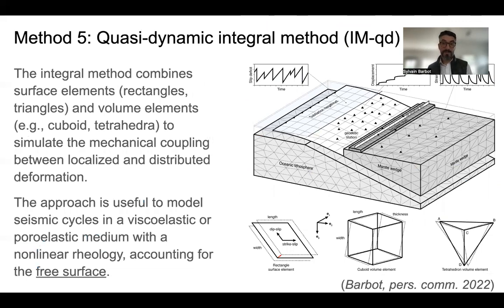The quasi-dynamic boundary integral method can be augmented to combine surface elements such as rectangles and triangles and lines representing faults, combined with volume elements, cuboid, tetrahedra, prisms, that represent the accumulation of plastic strain in the surrounding volume. So this is useful to represent the mechanical coupling between localized and distributed deformation, accounting for viscoelasticity, poroelasticity, and the presence of a free surface.